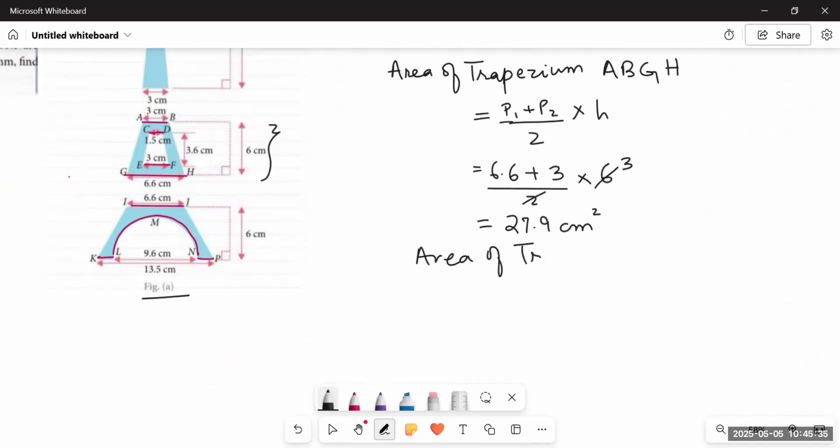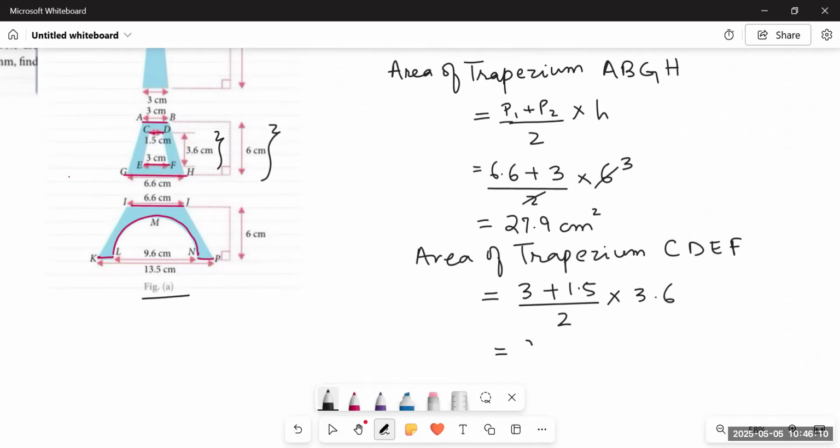Now we have to find the area of the trapezium inside. So we'll do the same, but this time the trapezium is CDEF. So P1 here is 3, P2 is 1.5, upon 2, and the height is given as 3.6 centimeters. First we will add 3 and 1.5, we will get 4.5. Then we will divide it by 2. We will get 2.25 and then we will multiply it by 3.6. So the final answer is 8.1. It means the area of this trapezium is 8.1 centimeters square.